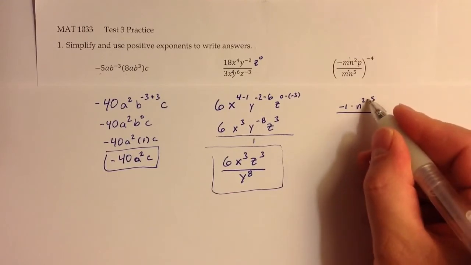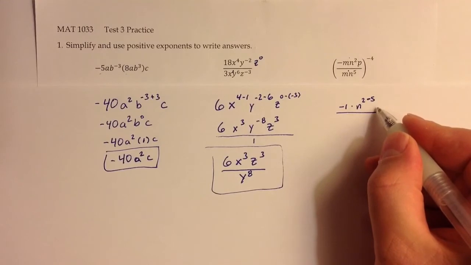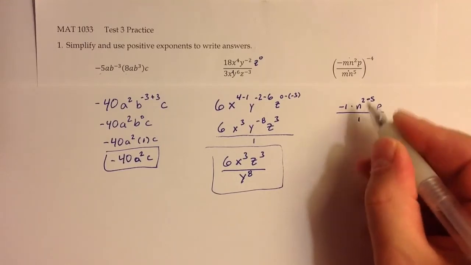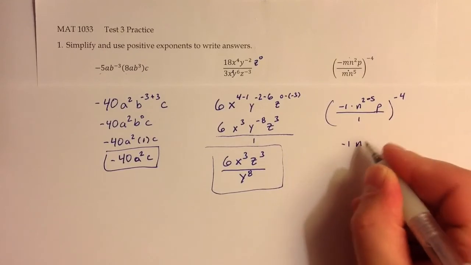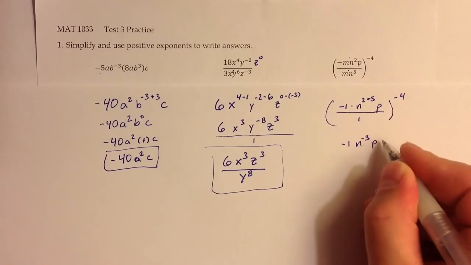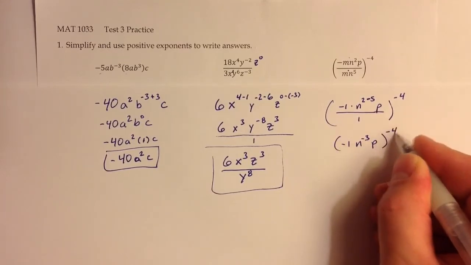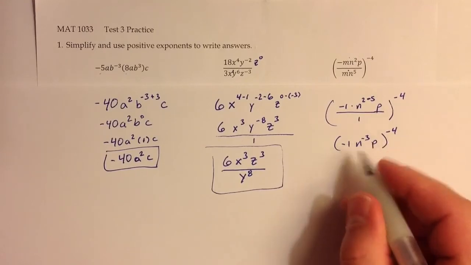And that, after we subtract it, lives up in the numerator, at least for a moment. And finally, p is all by itself. So this becomes negative 1 times n to the negative 3 power times p, and all of that's raised to the negative 4th power. So we can distribute that negative 4 to each of the factors.